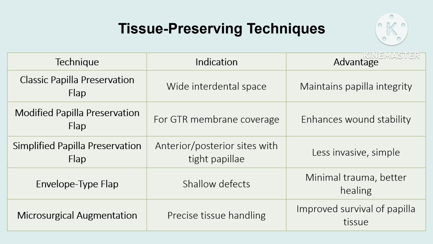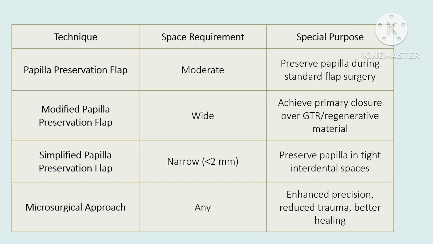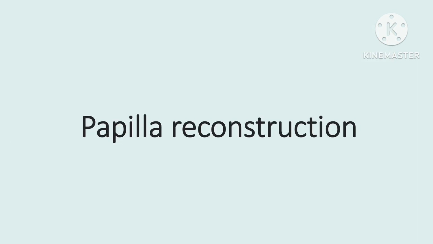Other approaches like the envelope type flap provide access without vertical releasing incisions, minimizing trauma, and the semilunar coronally repositioned flap allows coronal repositioning of gingiva in a tension-free manner, making it especially useful in aesthetic zones.